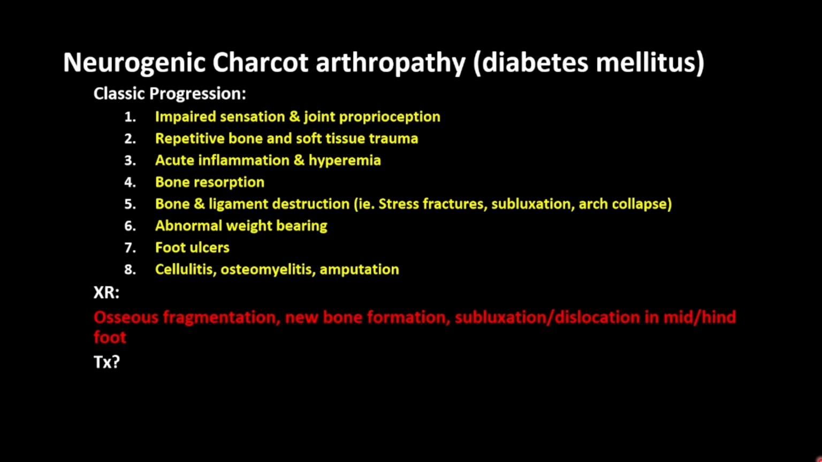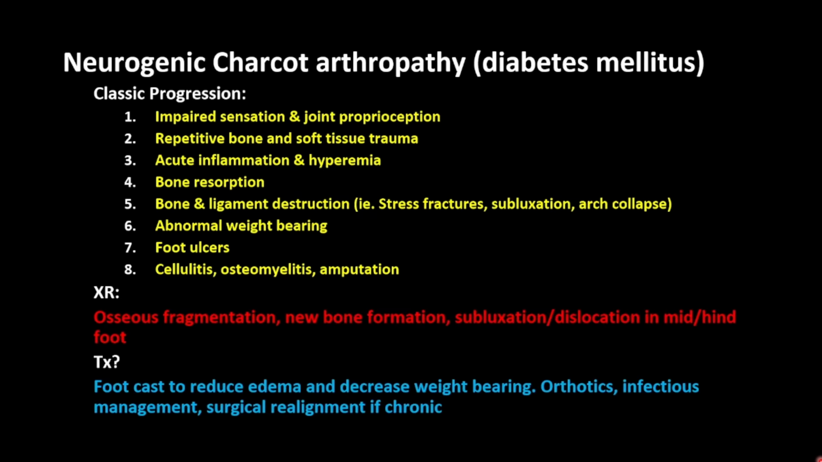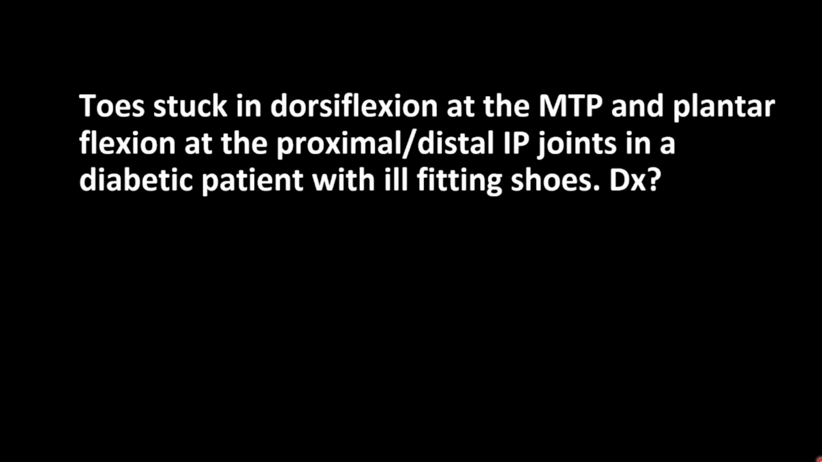But again, first line treatment can be a foot cast to really make the joint non-weight bearing. And then from that point, you want to evaluate how the patient heals with the non-weight bearing conservative management. But ultimately, some of these patients will require amputation if there's chronic non-healing wounds.